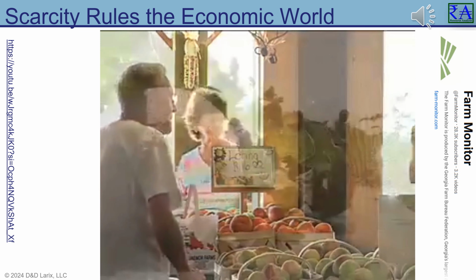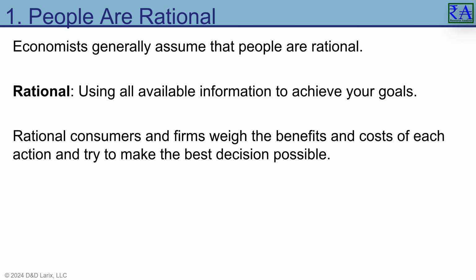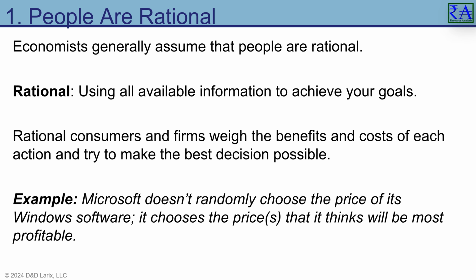In economics, we generally assume that people are rational. This means that individuals use all available information to achieve their goals. Rational consumers and firms carefully weigh the benefits and costs of each action to make the best possible decisions. For example, consider Microsoft. A company doesn't randomly choose the price for its Windows software. Instead, it selects the price that it believes will maximize its profits. This decision is based on extensive research and analysis, ensuring that the chosen price aligns with their overall business goals.